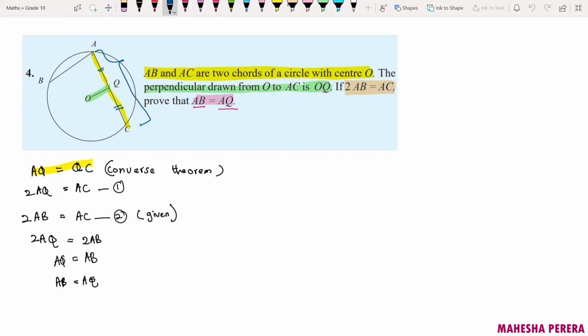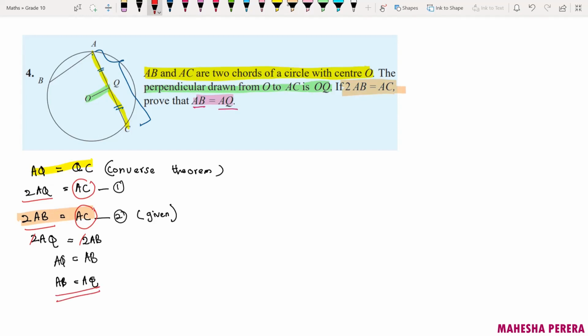Right? And also it's given as data that 2AB equals AC. So that's my second equation. Right. Now, can you see? Here we have AC and here also we have AC. So that means 2AQ equals 2AB. So when we cancel 2 by dividing, the remaining will be AQ equals AB.